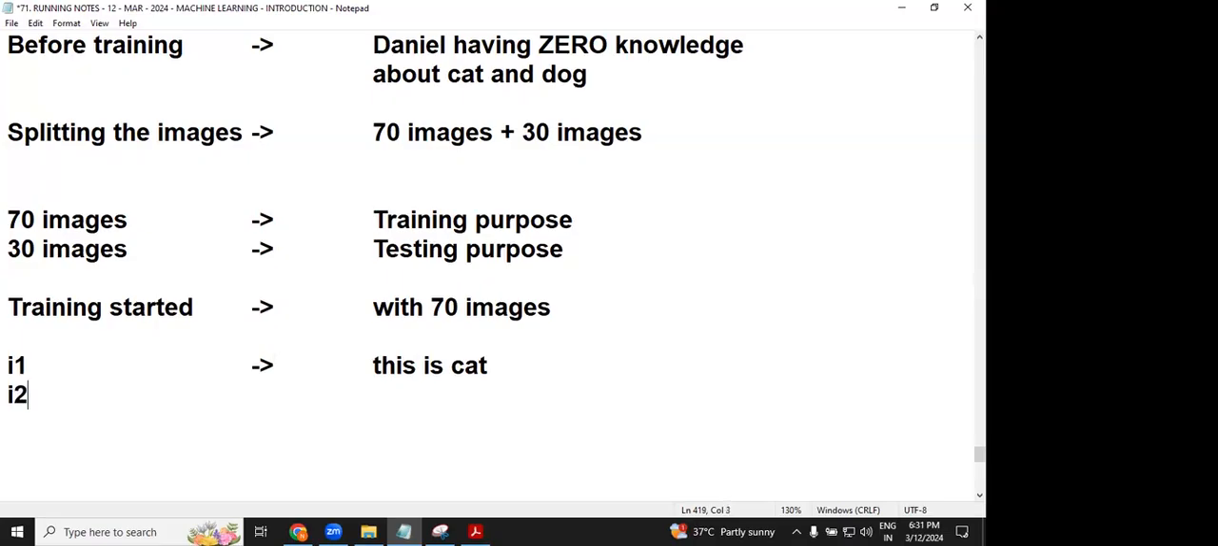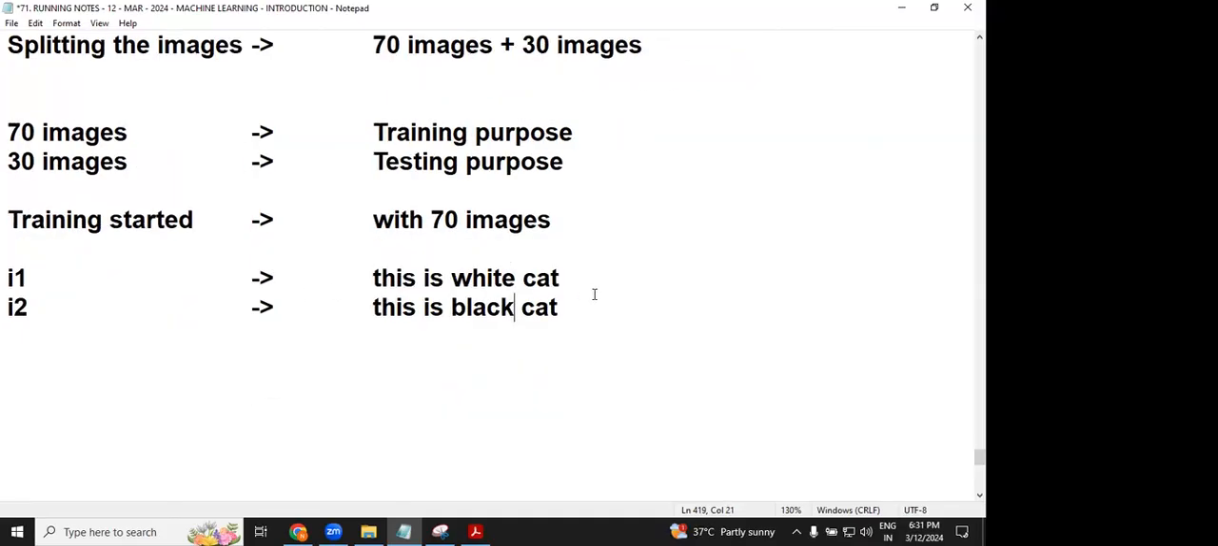Now image number two. This is also a cat actually. I would like to say this is a white cat. This is a black cat actually. Then image number three. My father is telling this is a dog. This is a dog actually. Then like this, all training is done, sir.